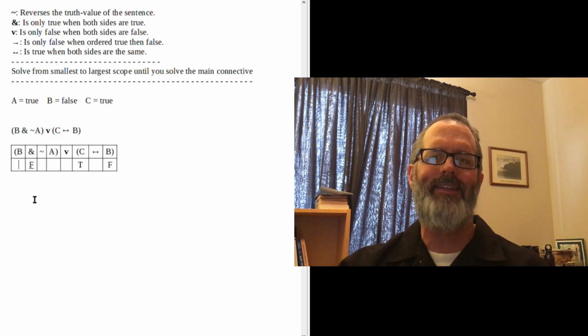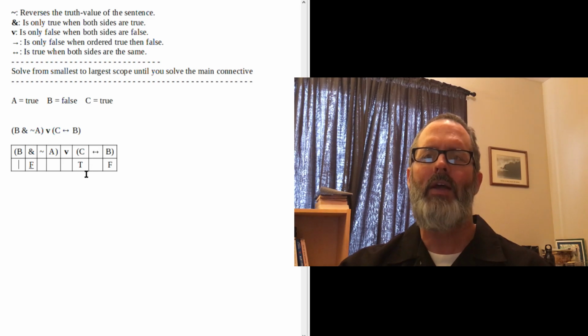So I realize that this value replaced all these other values. The value of the sentence inside this left parentheses is false. I go to the right side now. I now have two values, right? C true, B false, and I'm comparing in terms of a biconditional.